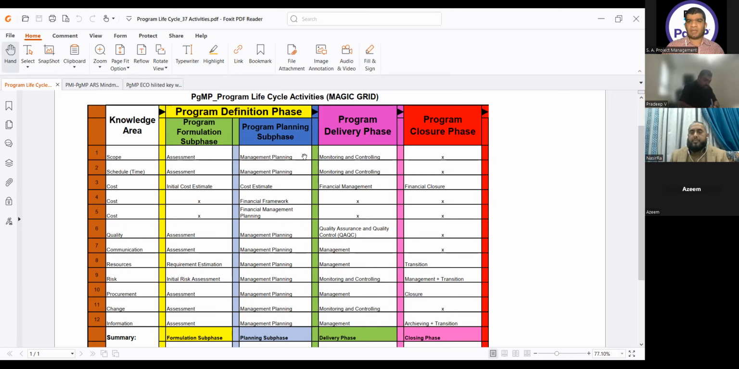In the planning phase, we have 12 activities. 10 are management planning, the 11th one is cost estimate, and the 12th one is financial framework. In the delivery phase, we have 10 activities: 5 are monitoring and controlling, and 5 are management activities.